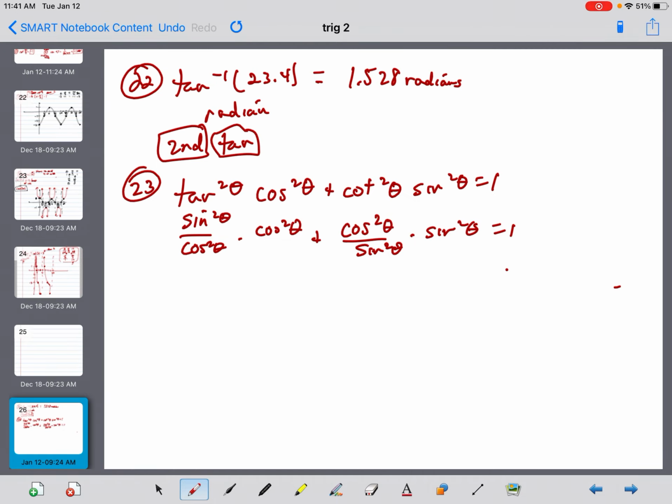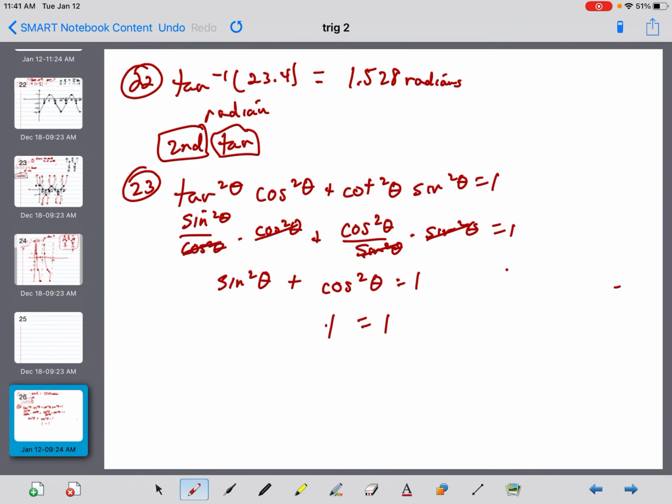Well, we get some canceling here. In this first group, the cosine squared thetas cancel out. So all we're left with is sine squared theta. In the second group, the sine squared thetas cancel out. So we're left with cosine squared theta. Well, sine squared theta plus cosine squared theta is equal to 1. So 1 equals 1. So we've turned it into the Pythagorean identity, if you will.